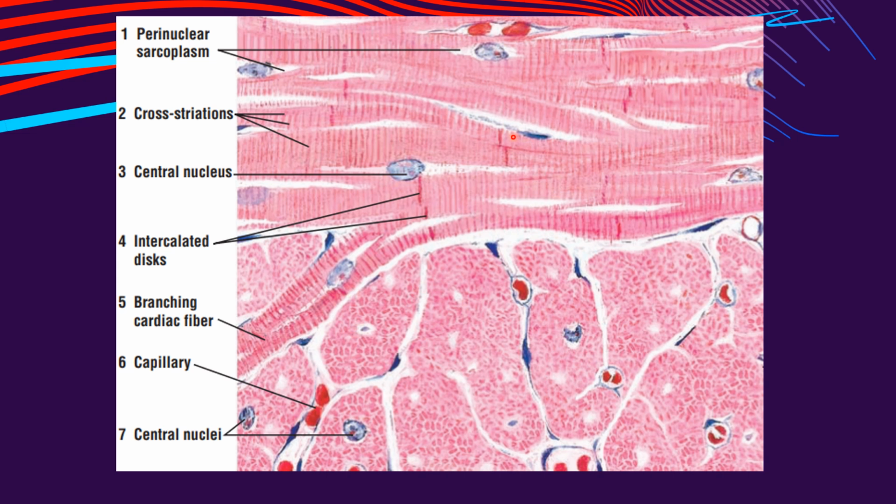Here is another illustration, at a lower magnification. Please note again that they are branched. This is a single muscle fiber, and it is branched. You can still see the cross striations, and you can still see the dark-staining intercalated disc.